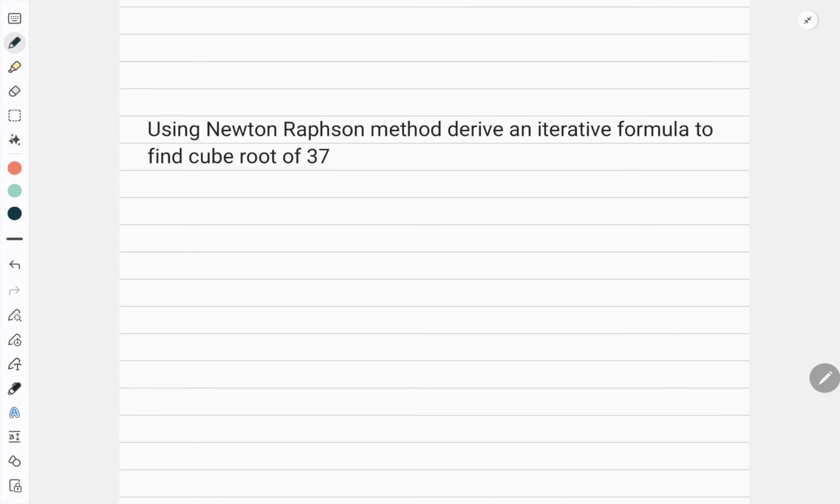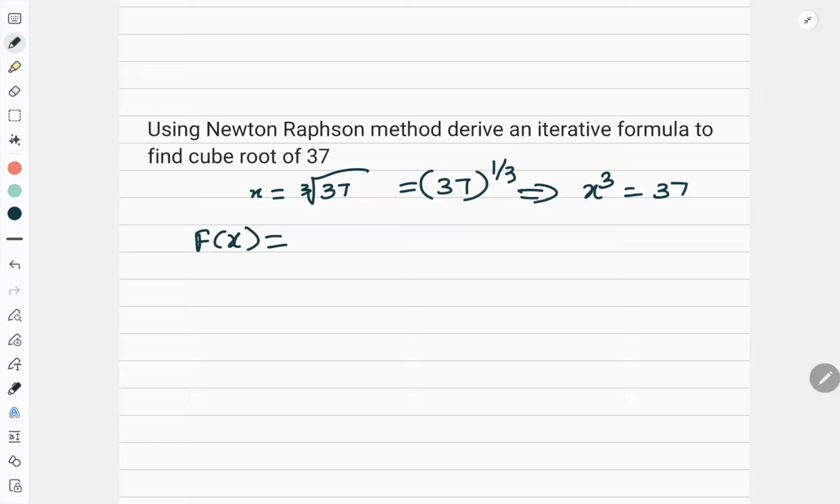Now look at this question. Now see what they are saying. Using Newton-Raphson method, derive an iterative formula to find cube root of 37. Now cube root of 37 means what? Let the cube root of 37 be like this, or 37 to the power 1 by 3, correct? What I showed you previously was square root, so it would be 1 by 2. Can I rewrite this as x cube is equal to 37? Or can I say f of x is equal to x cube minus 37? See now, I got the question.